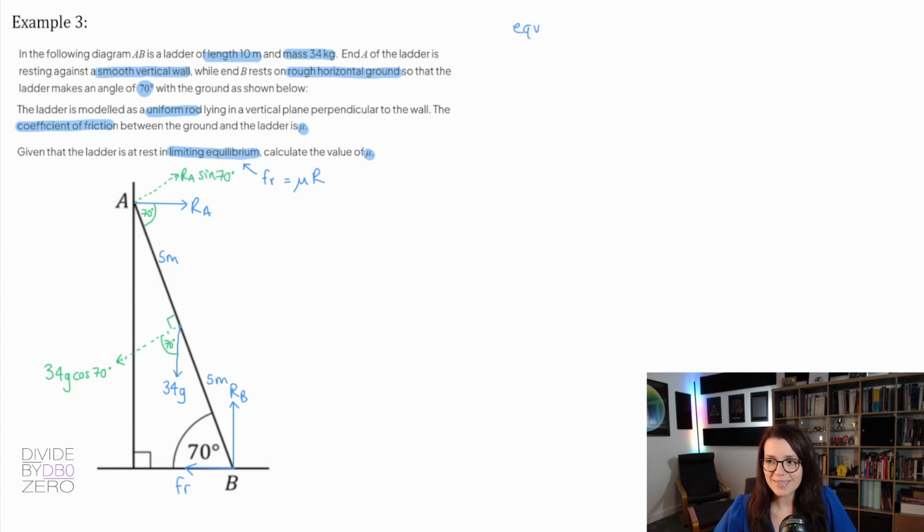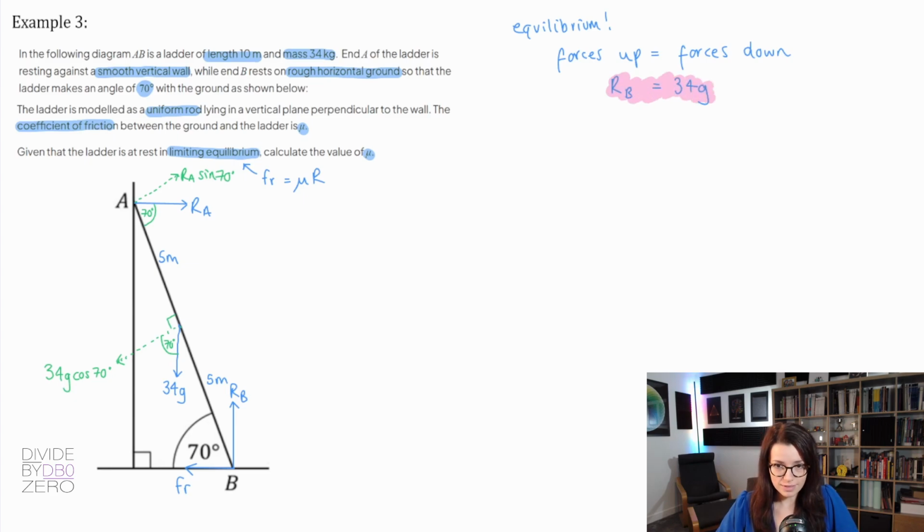The ladder is at rest in equilibrium. So let's say forces up will equal forces down to begin with. I find that's always a good place to start. Forces up, RB, forces down, 34G. So that gives us that RB is equal to 34G straight away.